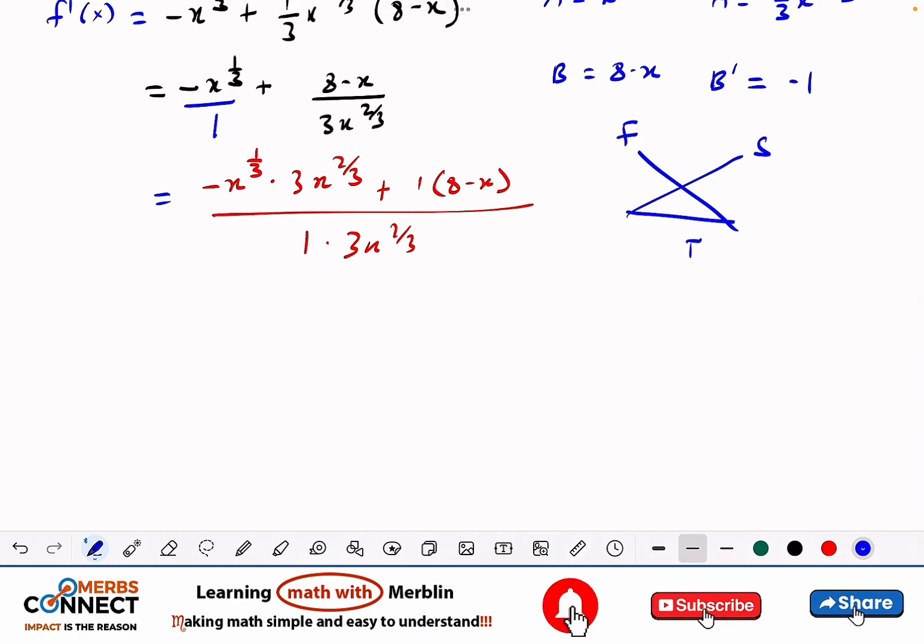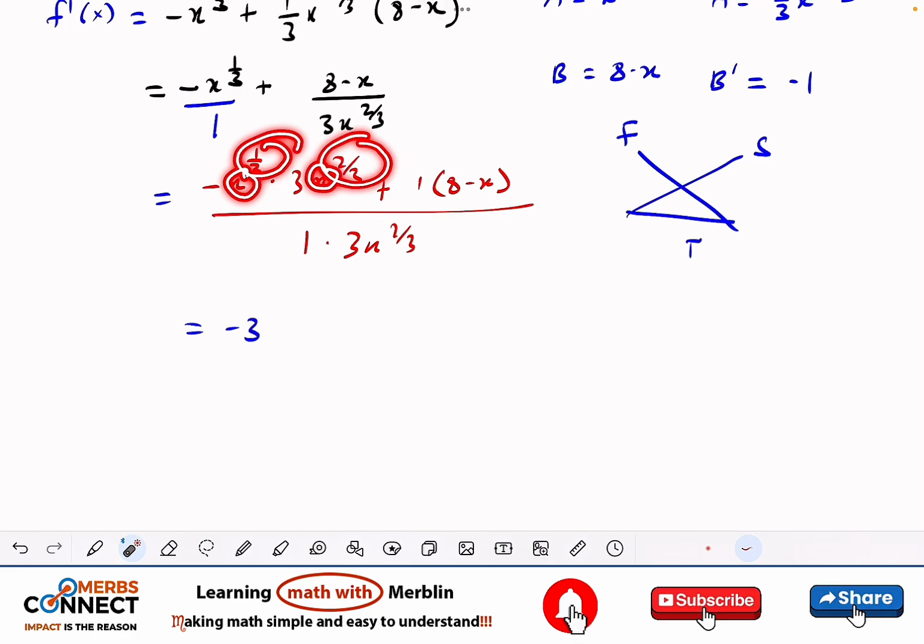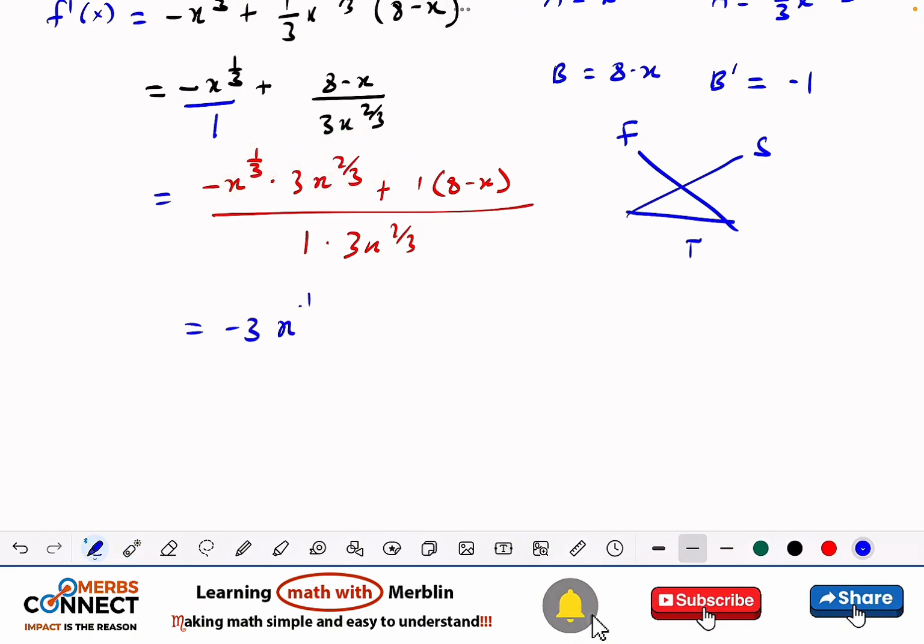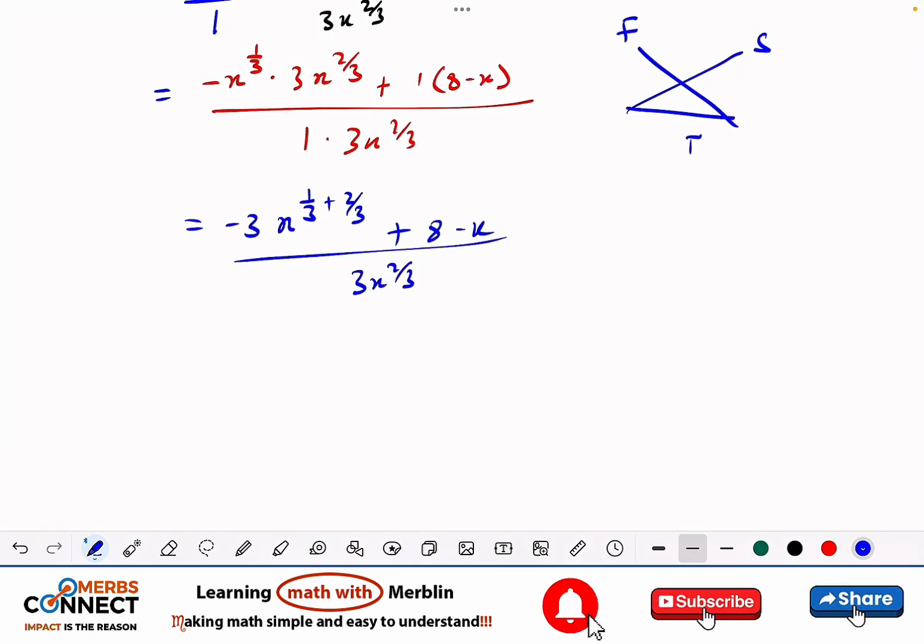So the top, we are going to have minus 3, right? So minus 3. Now this is x, this is x, the bases are the same, so we add the exponents. So I'm going to have x to the power 1/3 plus 2/3, then plus (8 minus x) divided by 3x^(2/3). Now let's add this and we are going to get 1. So I'm going to have minus 3x plus (8 minus x) divided by 3x^(2/3).